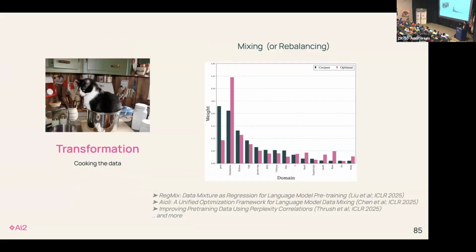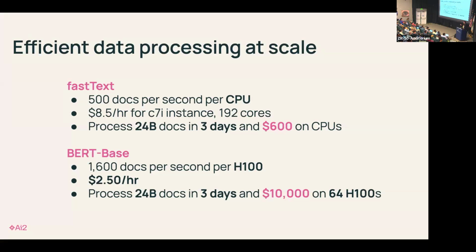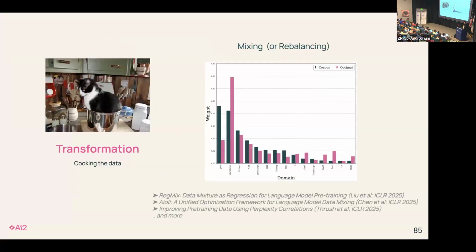All right, so that's filtering, transformation. The idea here really just being invest in things that scale. And finally, transformation under the topic of mixing. Data mixing is a really hot topic. If you were at ICLR this last cycle, there were like 3 papers presented in the same session, all on data mixing. It was kind of interesting to see.